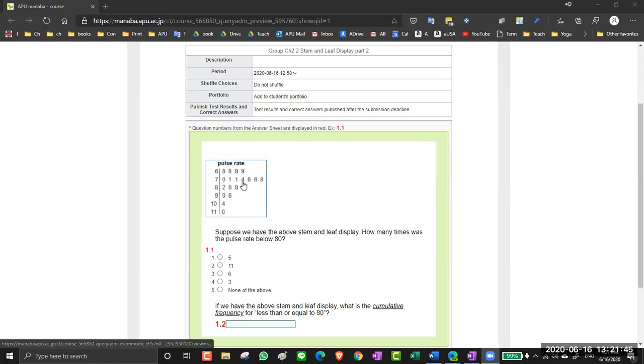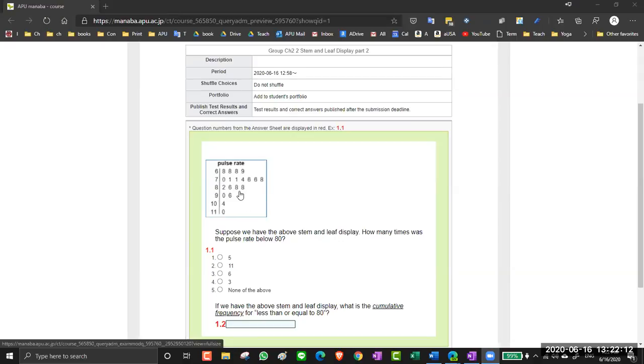What are the elements in this data? The people. And there is a variable associated with each person, right? The variable is their pulse rate. Each person has a pulse rate, right? That's what we have here. Okay, does everyone understand this picture, this diagram?